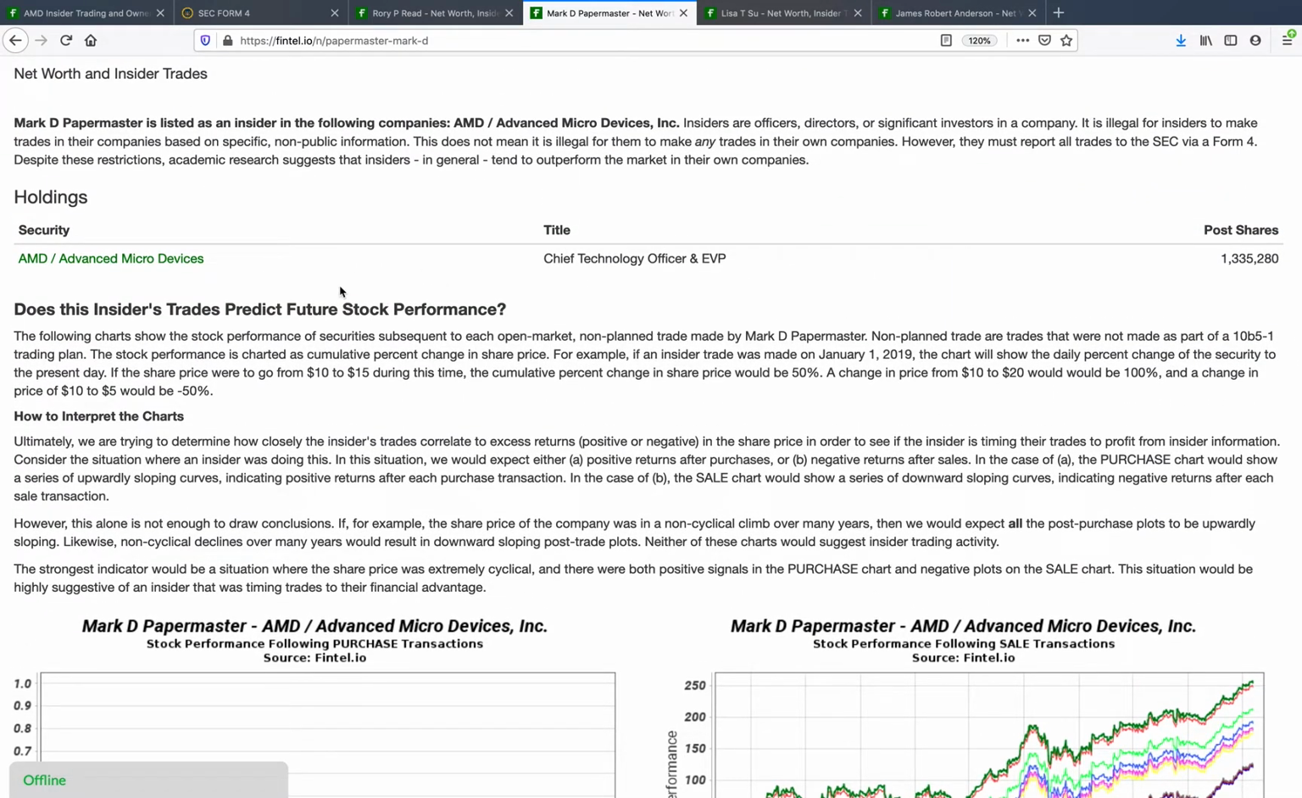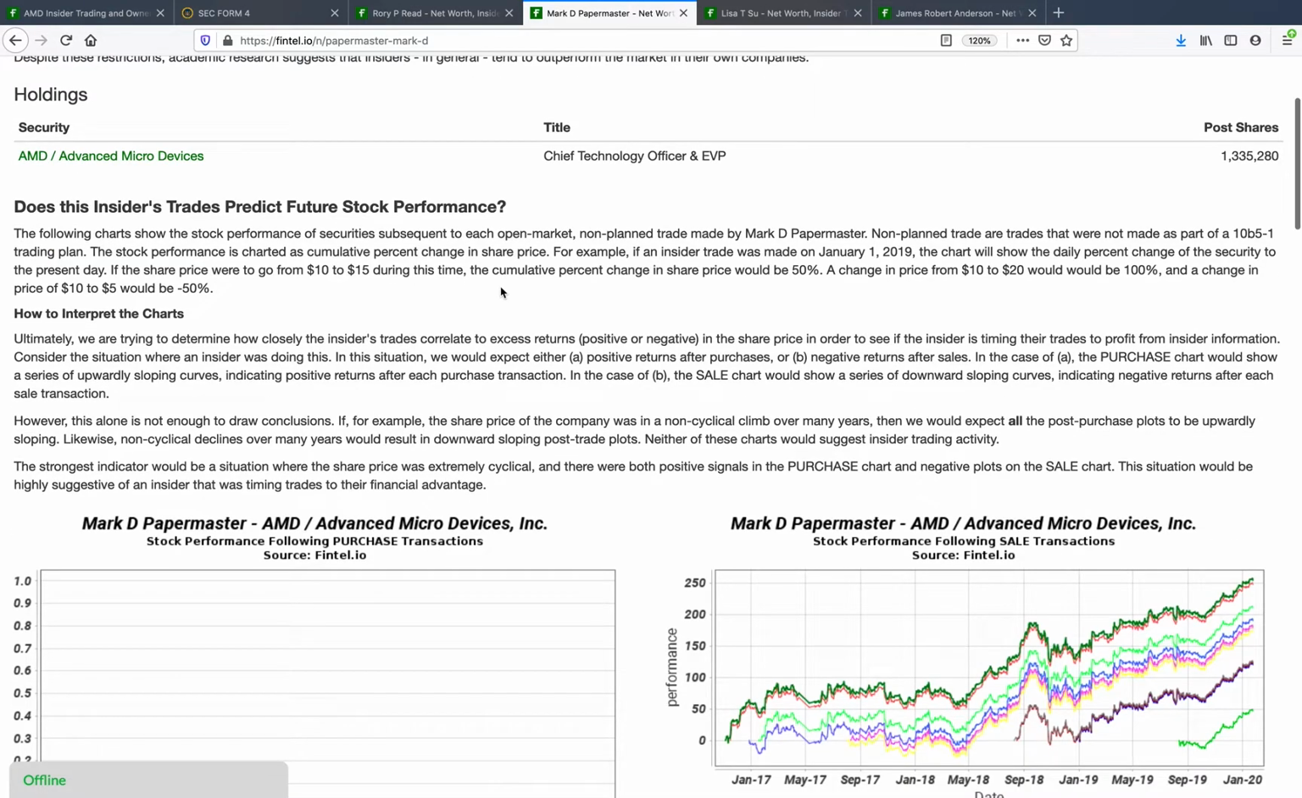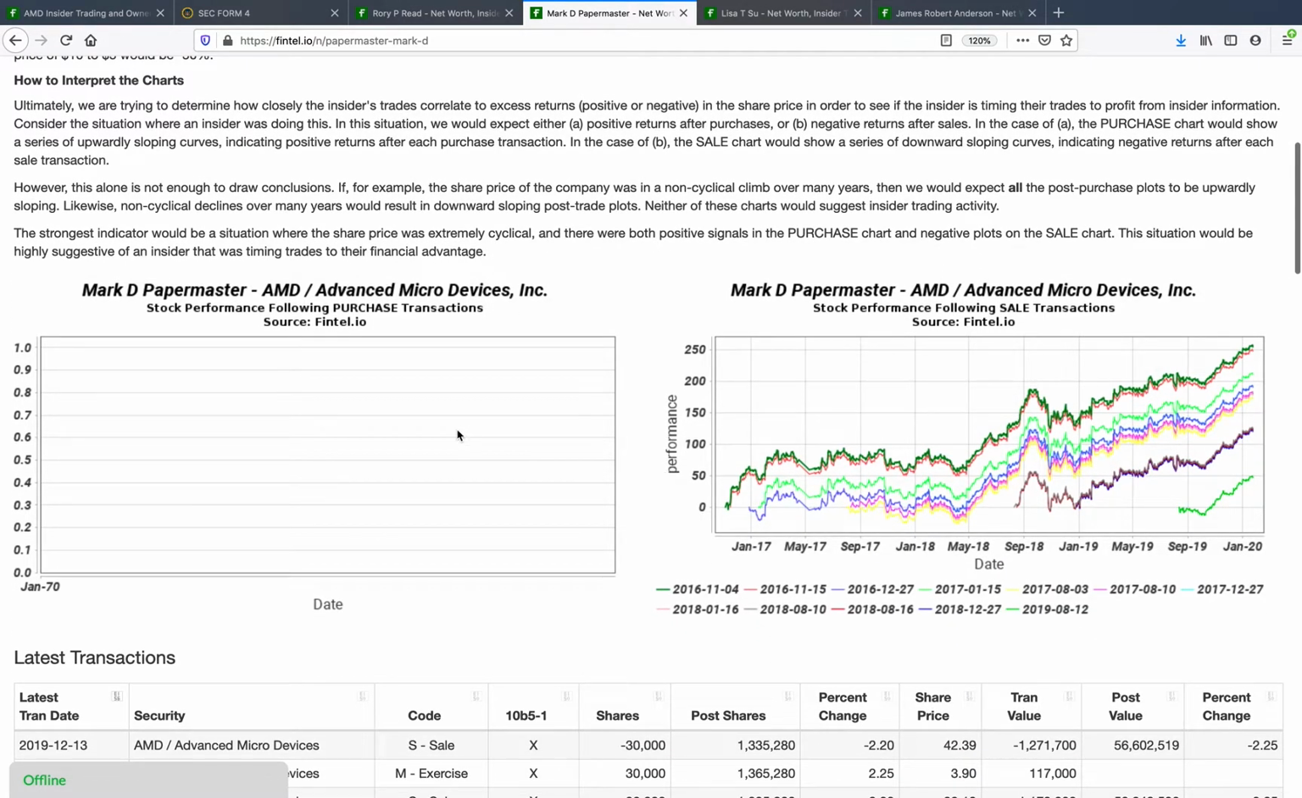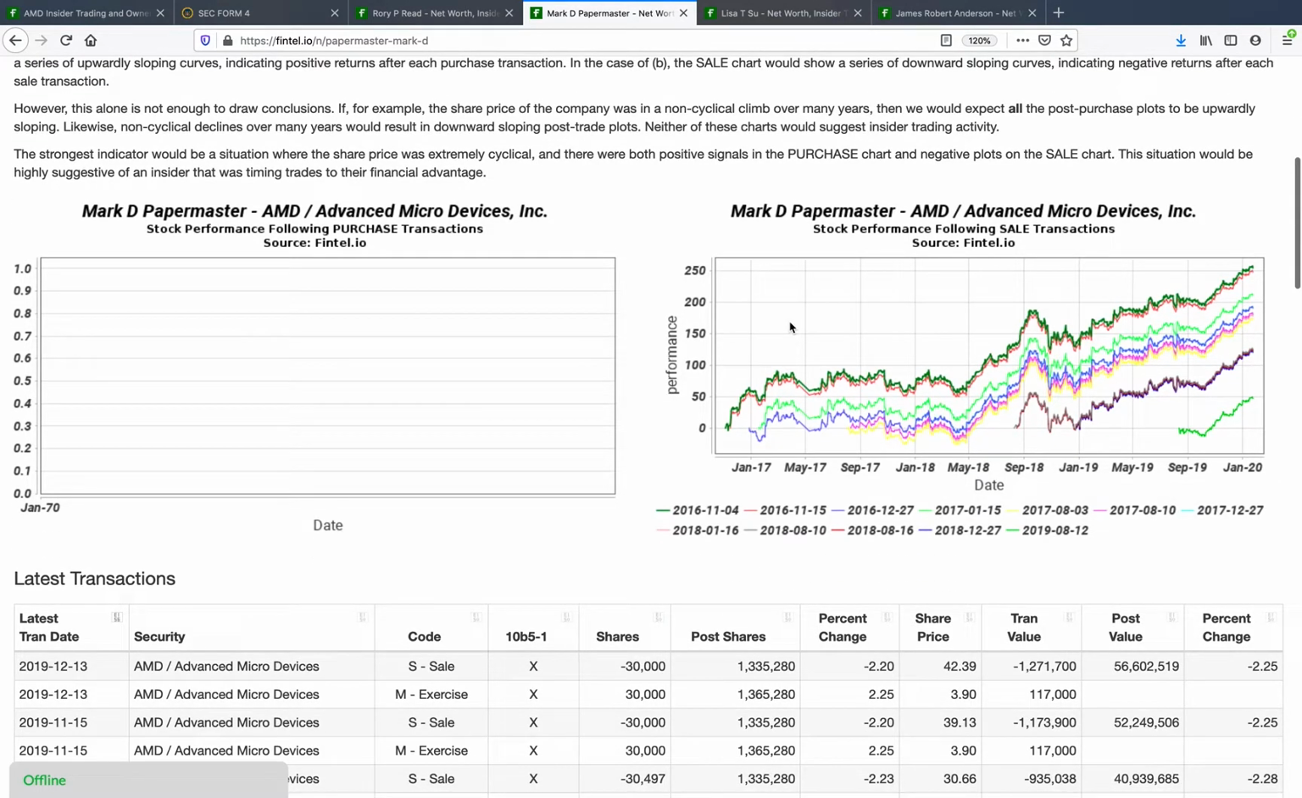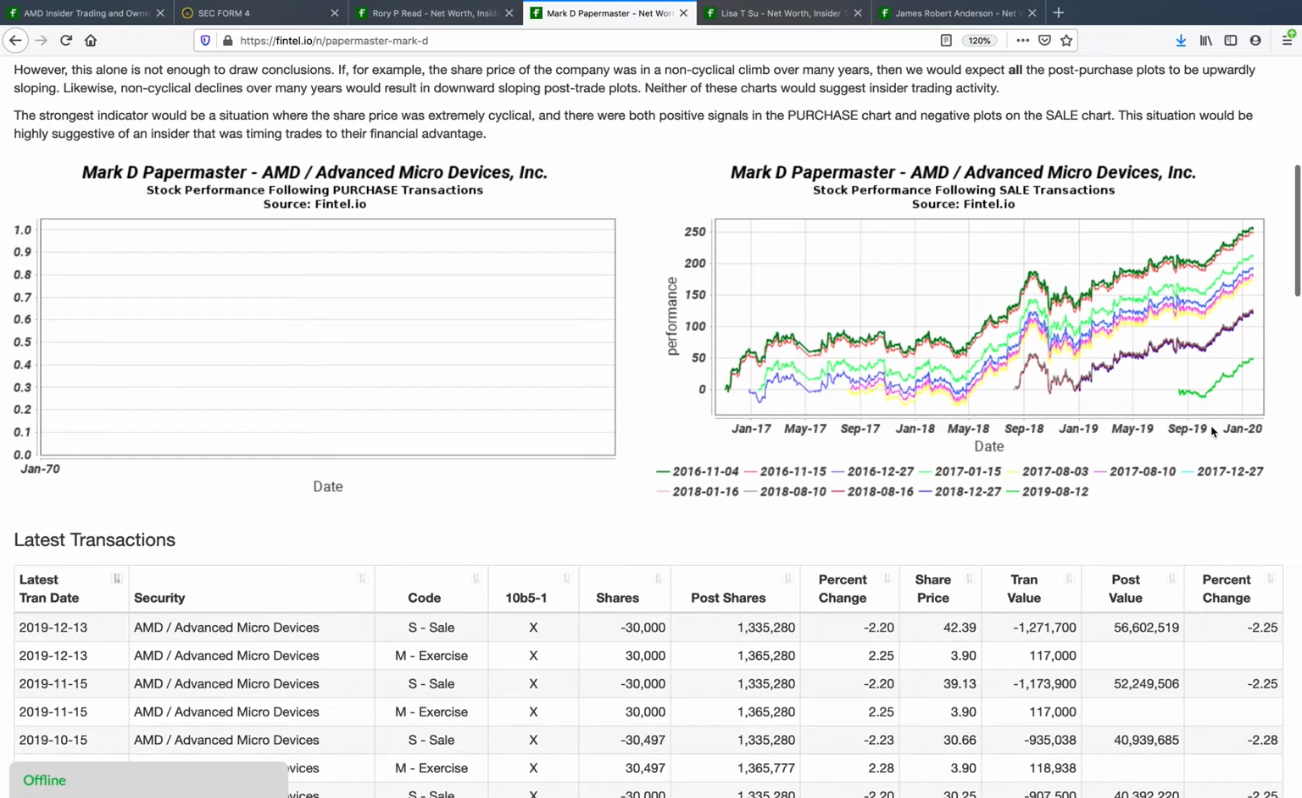Mark Papermaster was only ever listed as an insider of one security, AMD, and you can see here that he has no purchase transactions and a bunch of sale transactions. Almost all of those sales were followed by the share price going up significantly. That's probably because AMD has continued to go up over the years, so there's really no evidence to suggest that Mark was trying to trade on insider information. In fact, he would have been better off holding on to those shares.